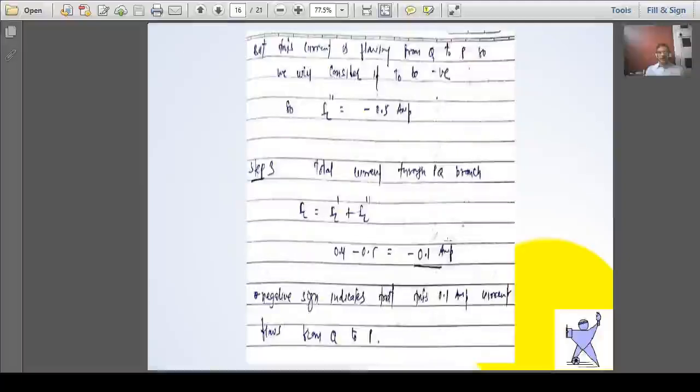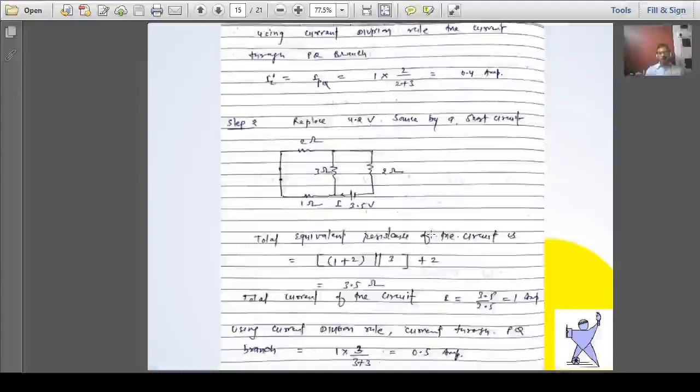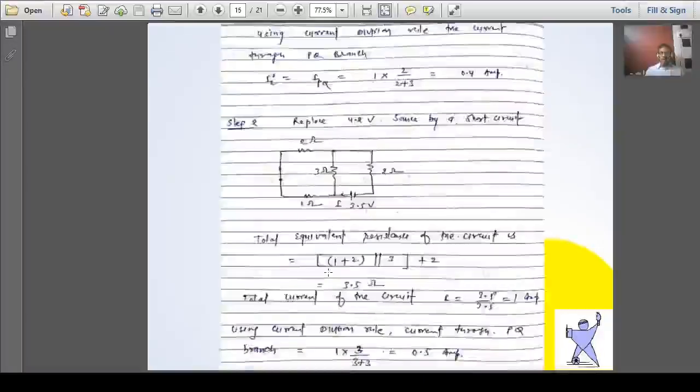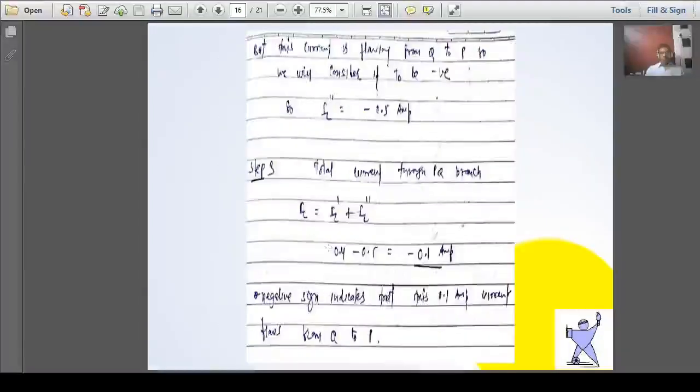So the magnitude is 0.1 ampere flowing in the 3 ohm branch, and the minus sign indicates that the current is flowing from Q to P, not from P to Q, because the Q to P current is more than the current from P to Q. So I can say this source is dominating in the circuit. Okay, so let us move on to the next example.